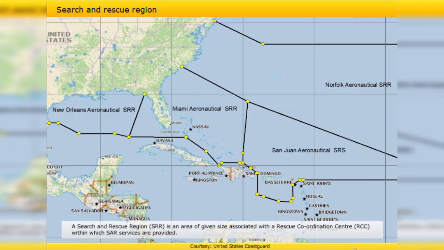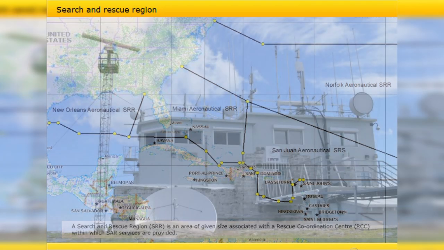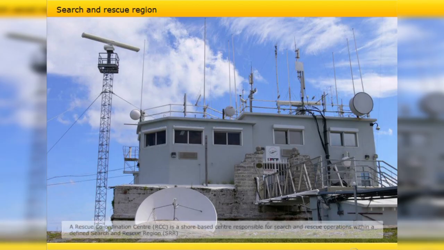A search and rescue region is an area of given size associated with a rescue coordination centre within which search and rescue services are provided. A rescue coordination centre is a shore-based centre responsible for coordinating the conduct of search and rescue operations within a defined search and rescue region.